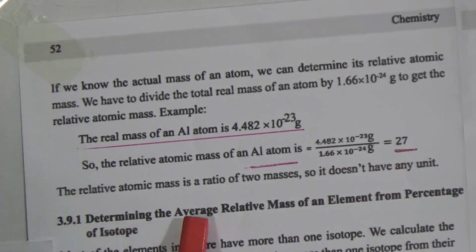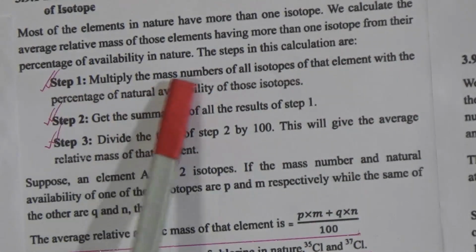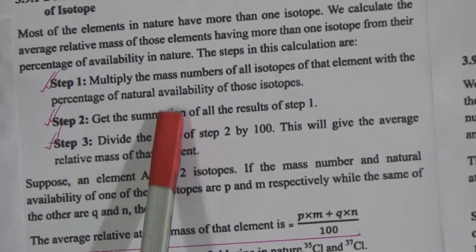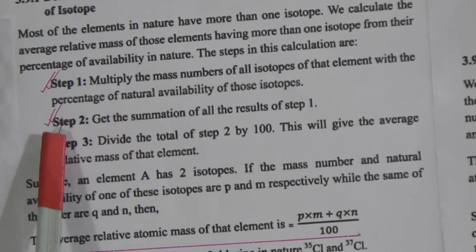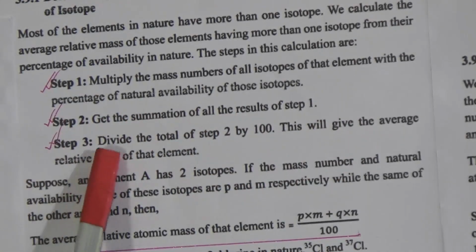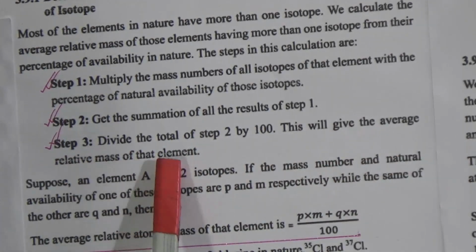Now come to determining the average relative mass of an atom from the percentage of isotopes. Most of the elements in nature have more than 1 isotope. We calculate the average relative mass of those elements having more than 1 isotope from their percentage availability in nature. The steps in the calculation are: first, multiply the mass number of all isotopes of that element with the percentage of natural availability of those isotopes. Second, get the summation of all the results of step 1. Third, divide the total of step 2 by 100, which will give the average relative mass of that element.